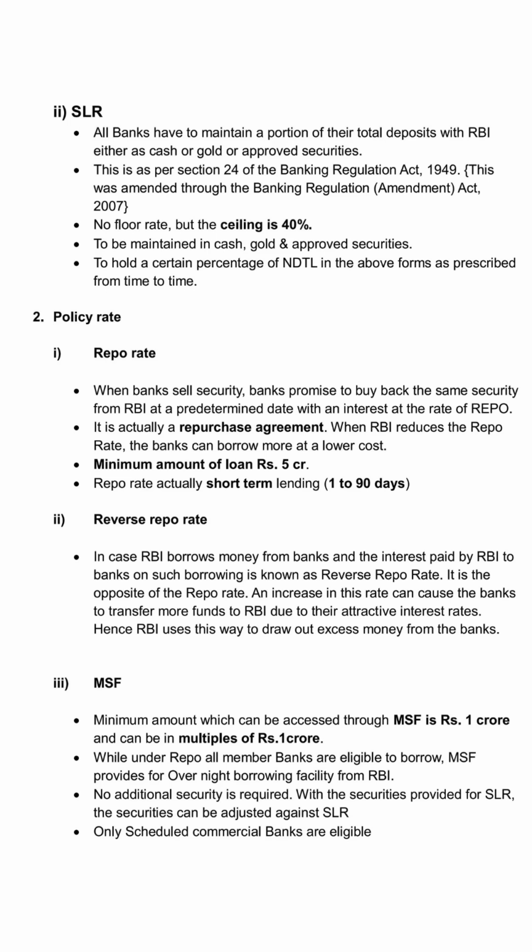Policy rate. In policy rate, we have repo rate, reverse repo rate and MSF, the marginal standing facility. In repo rate, when banks sell a security, banks promise to buy back the same security from RBI at a predetermined date with interest at the repo rate. It is actually a repurchase agreement.